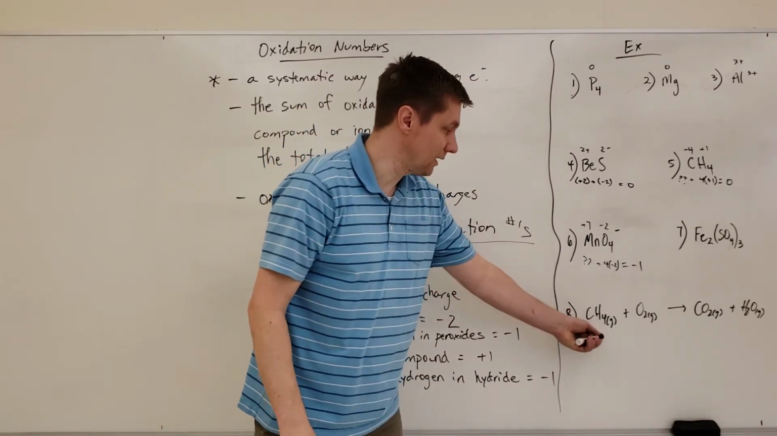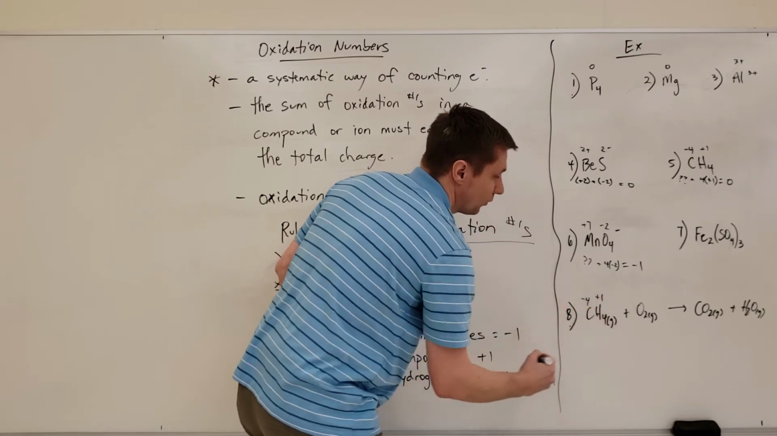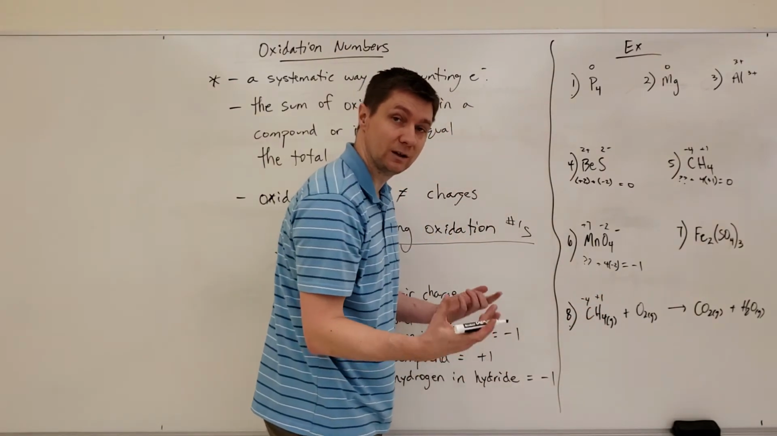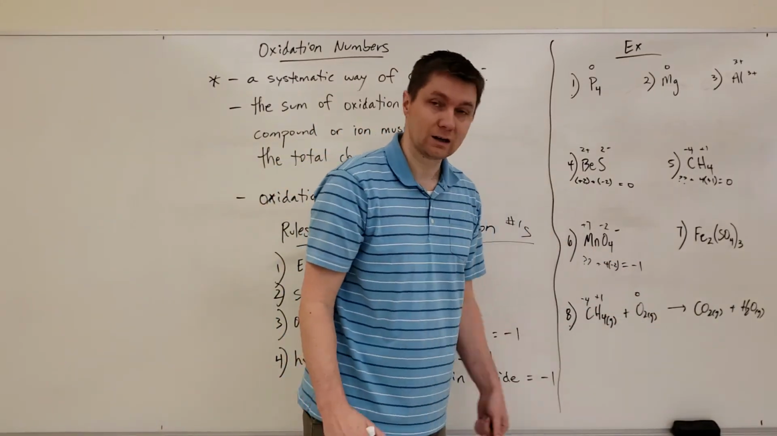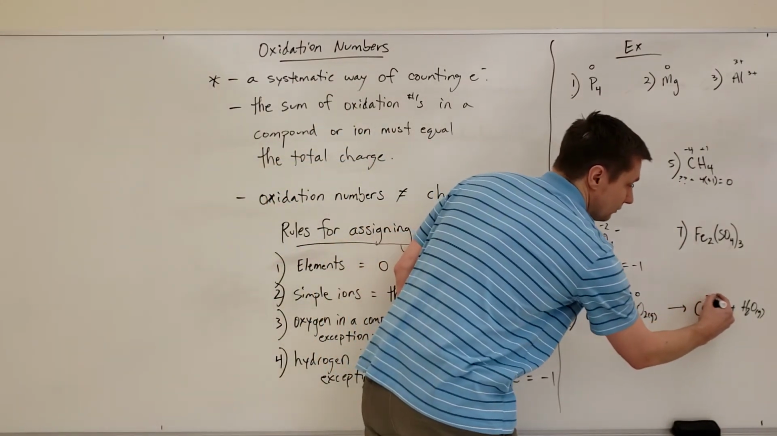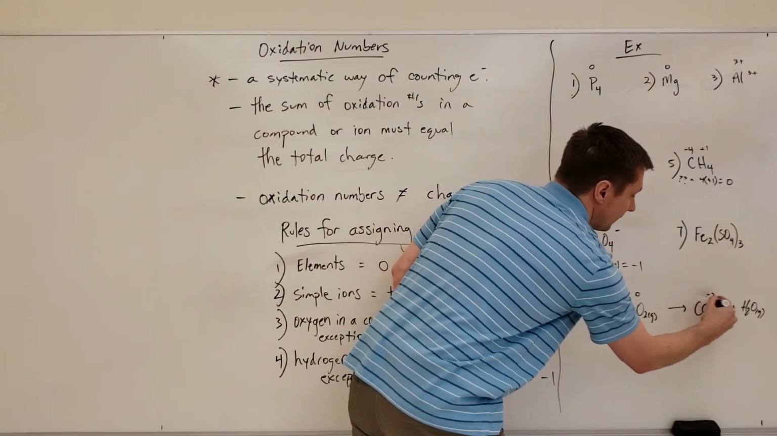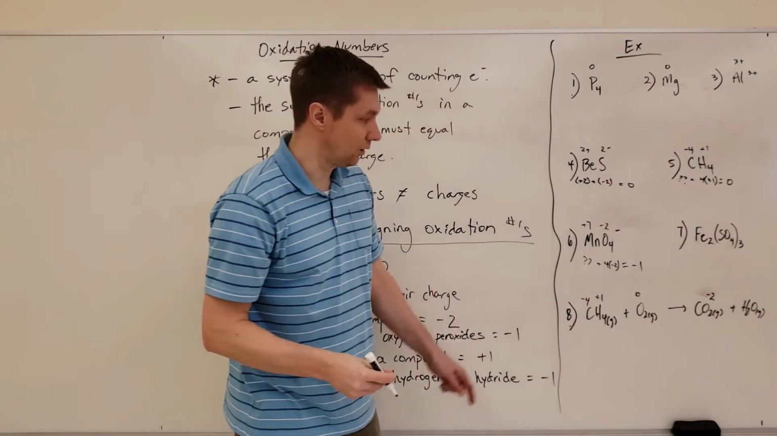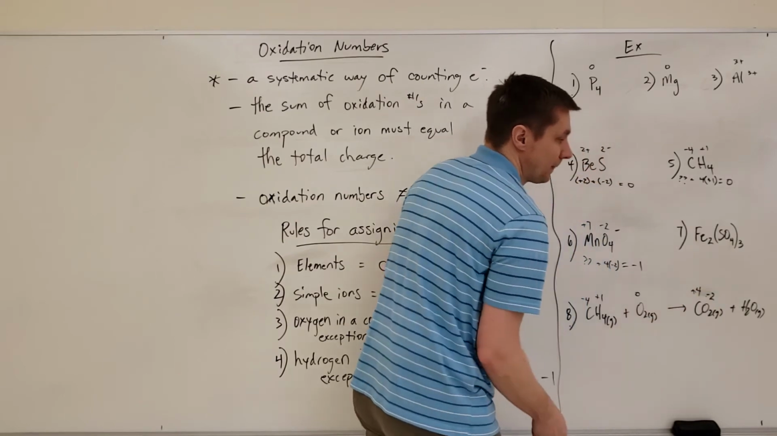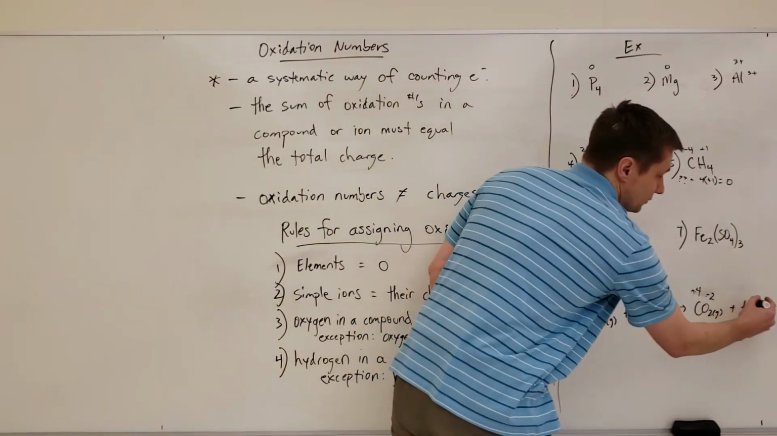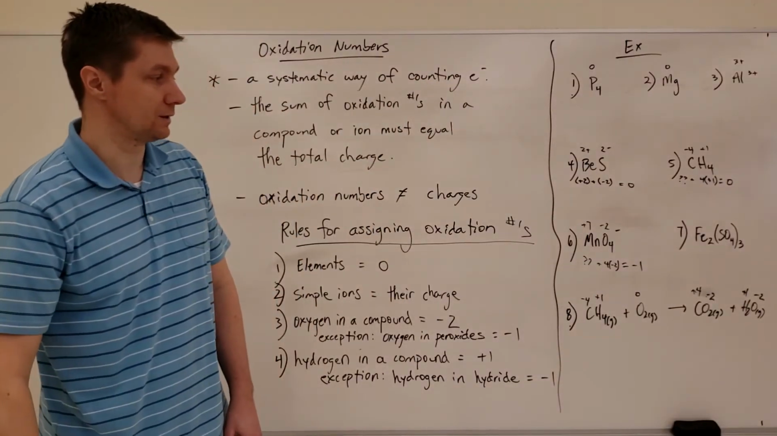So again, this one, methane, hydrogen is going to be a +1, and carbon is going to be a -4. The oxygen, O2, is an element, so that oxidation number is going to be a 0. Carbon dioxide is a compound, so oxygen's a -2. And the carbon in CO2 is going to be a +4 in this case. And then H2O, oxygen is a -2, and hydrogen in a compound is +1.